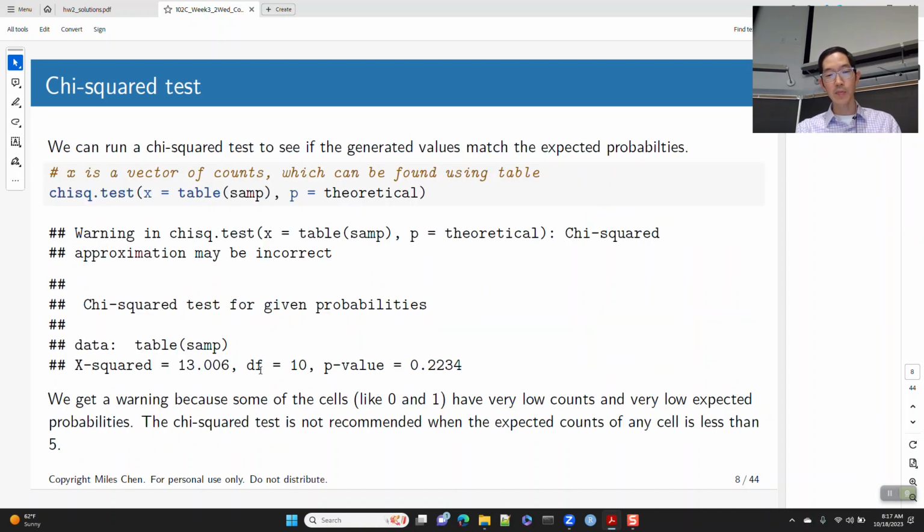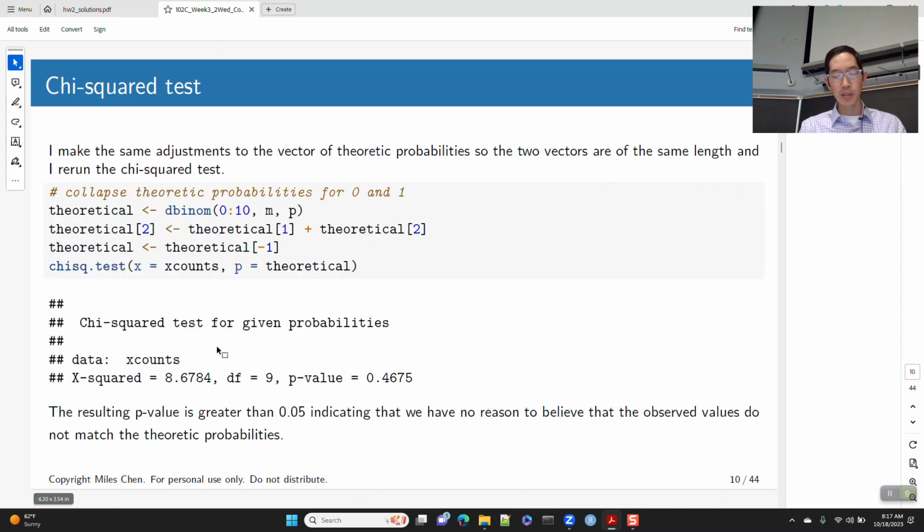We also see my degrees of freedom has dropped from 10 to 9. Back here, because I had 11 possible values, 0 through 10, and degrees of freedom in a chi-square test is the number of categories minus 1. Now I've got only 10 categories, 0 and 1 combined, and then 2 through 10. So I have 9 degrees of freedom, and my p-value is 0.4675, which is greater than 5%, and we would not reject the null hypothesis.